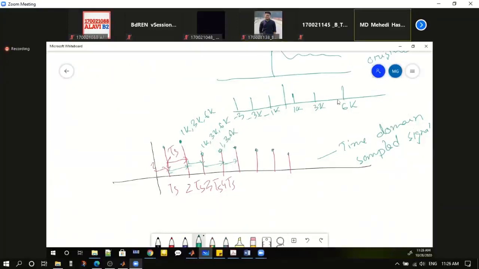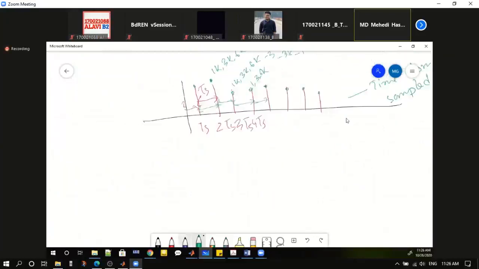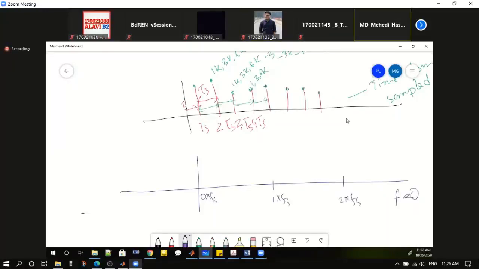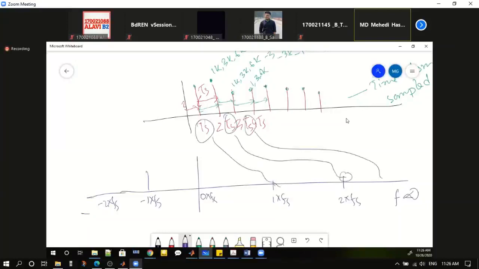Now if you convert them to the frequency domain, your TS will become FS. So you have 0 into FS, 1 into FS, 2 into FS, going on to positive infinity, and you have minus 1 into FS on the negative side. So you have integer multiples of FS. Why? Because each TS corresponds to its own FS, and the next TS corresponds to the next FS.